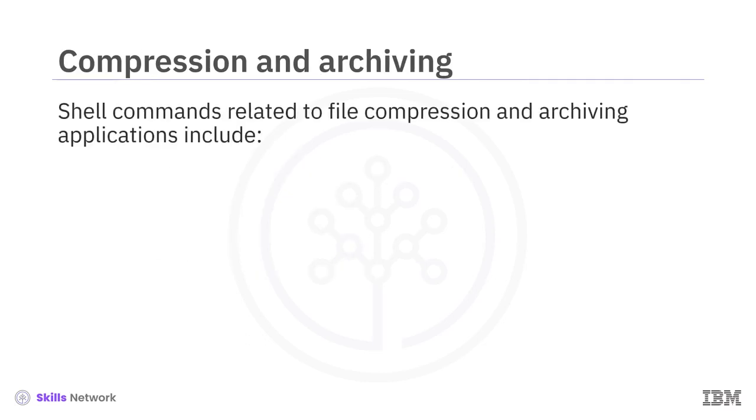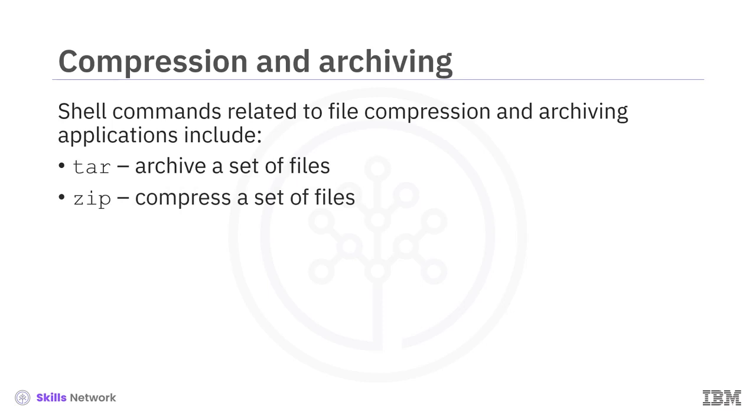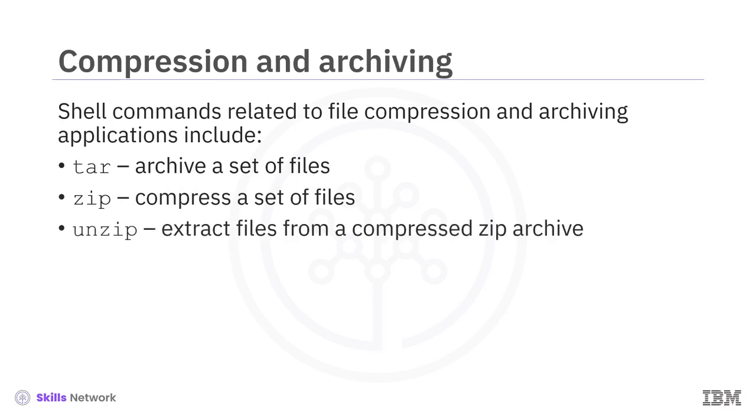Shell commands related to file compression and archiving applications include tar, which is used to archive a set of files; zip, which compresses a set of files; and unzip, which extracts files from a compressed or zipped archive.